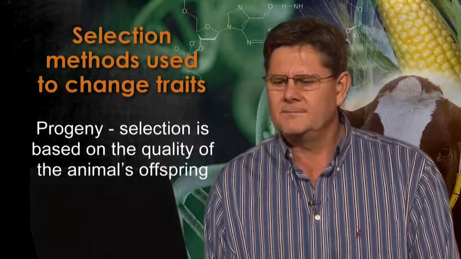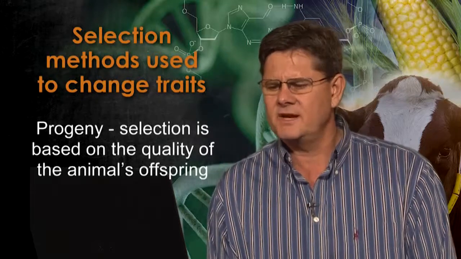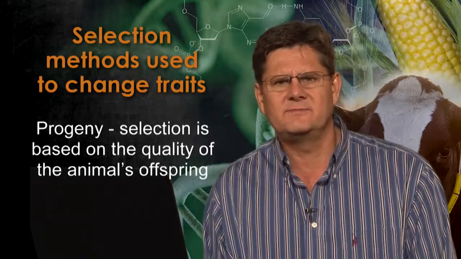Progeny selection is based on the quality of the animal's offspring. Here, the offspring is tested when they are in the production stages. It's usually used in dairy breeding, where heifers are tested for their milking abilities, the amount of milk that they produce, and based on the progeny of a specific dairy bull, his semen can then be distributed through the whole production chain.